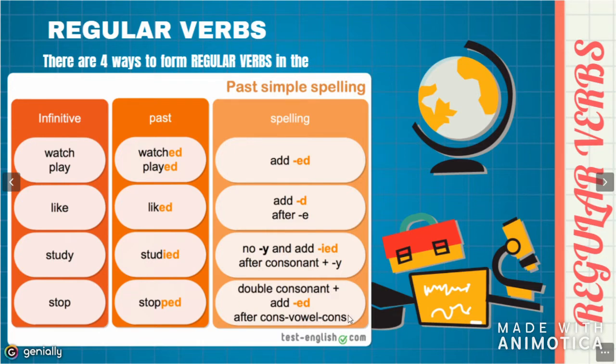Rule number 4. Double consonant and ed at the end. For example, stop, stopped. Acá la regla entonces es, si el verbo termina en la combinación consonante, vocal, consonante, doblamos la última consonante y le agregamos ed. 4 formas entonces de conjugar los verbos regulares.